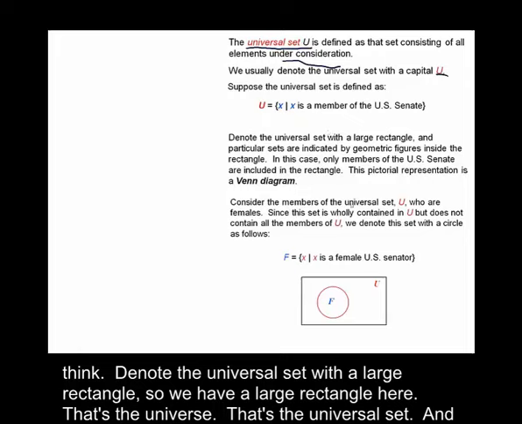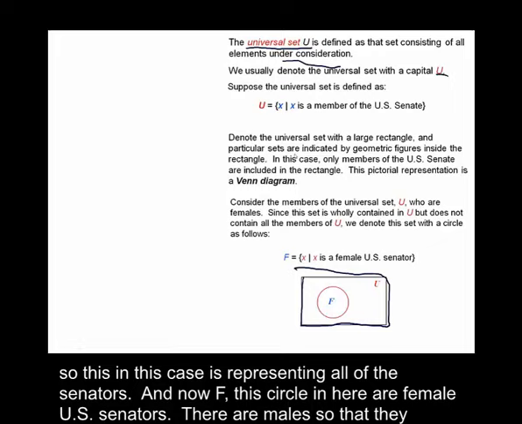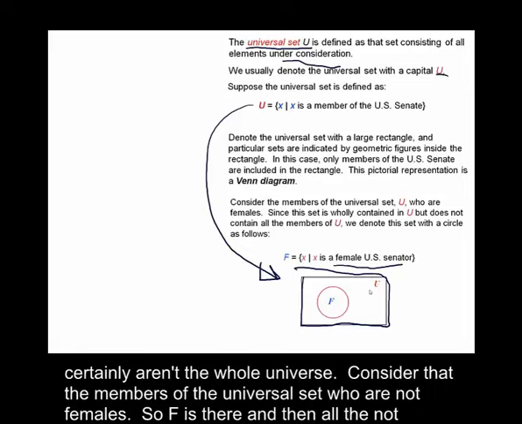We denote the universal set with a large rectangle. So we have a large rectangle here. That's the universe. That's the universal set. And so this, in this case, is representing all of the senators. And now F, this circle in here, are female U.S. senators. There are males, so they certainly aren't the whole universe.